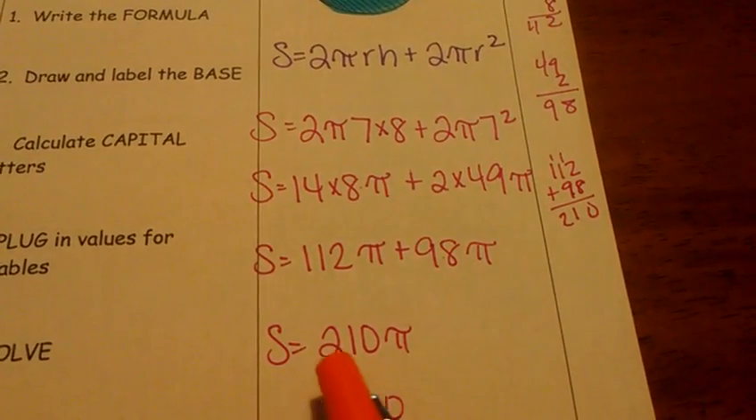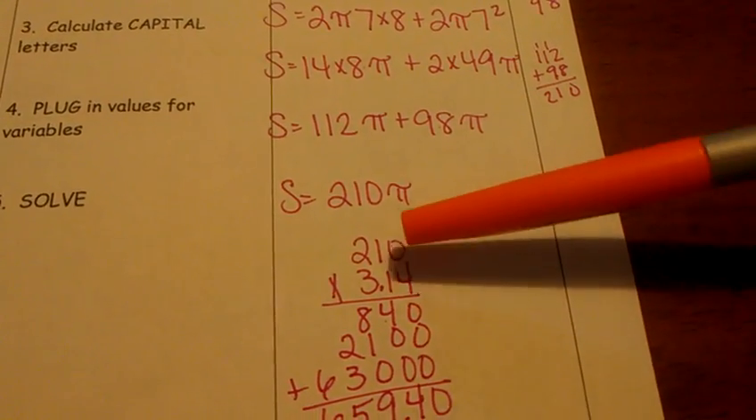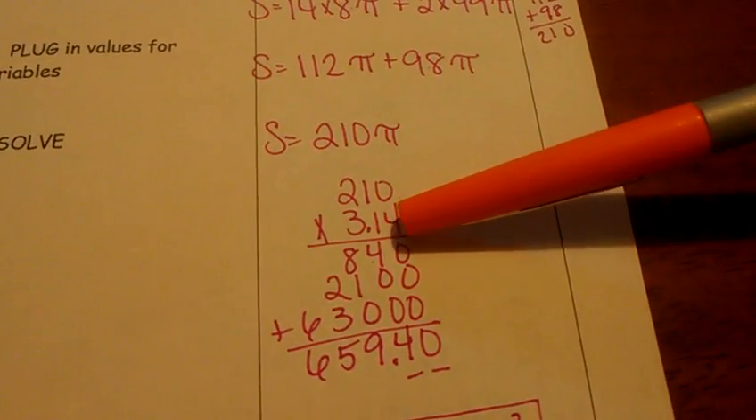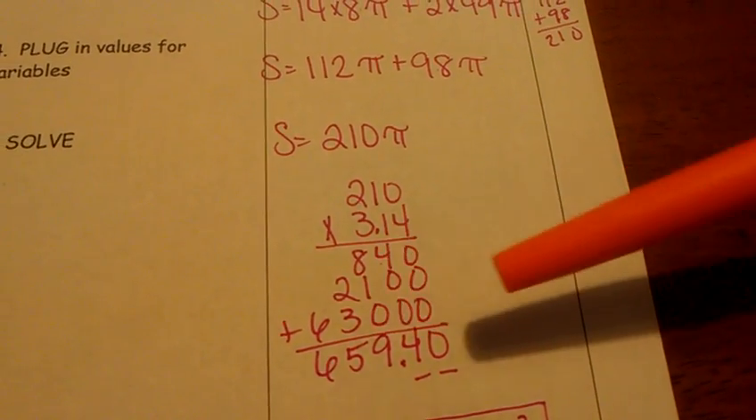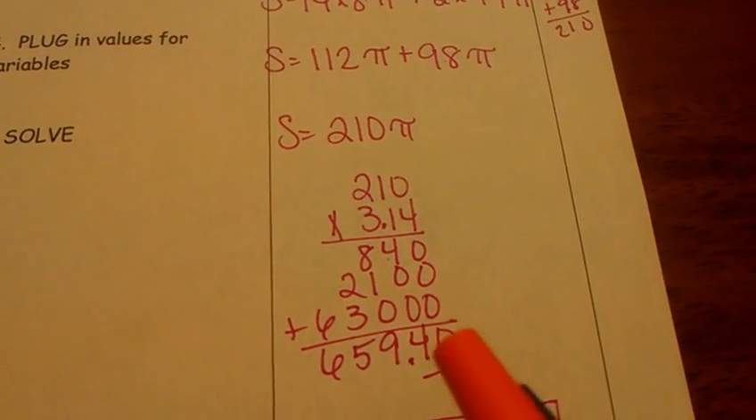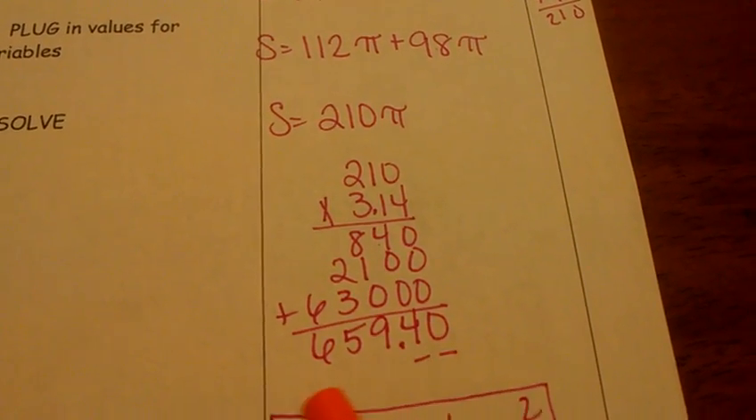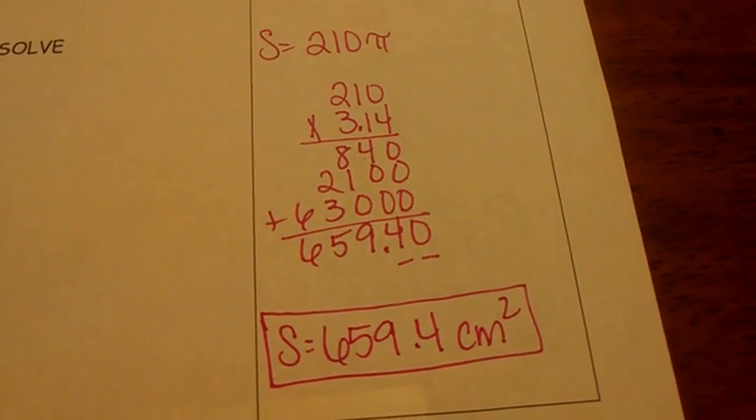112 plus 98 is 210. 210 pi. I'm going to go ahead and multiply this out to get a final answer. 210 times 3.14. Okay, multiply each digit. Make sure you hold your place once, hold your place twice, and then my final answer needs 2 decimal places, so 659.4 centimeters squared.